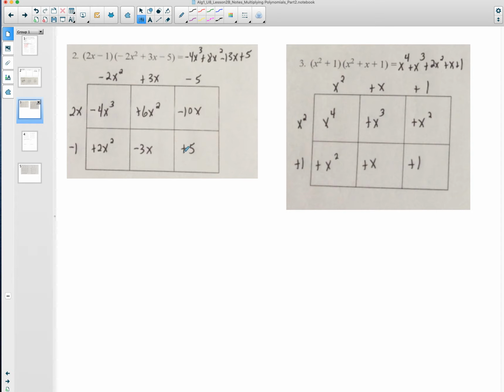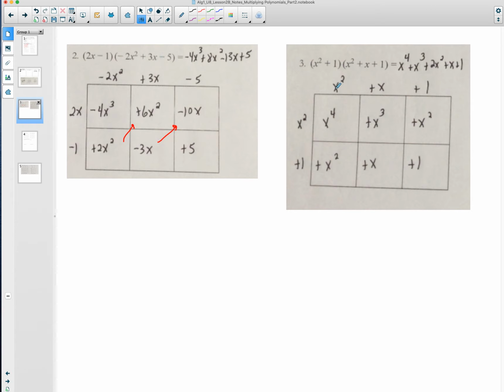And really, most of the time, the two issues are either a sign mistake, so for example, not doing a negative times negative is a positive, or forgetting to write the correct exponent. And then once again, you can see that by doing that, all of our like terms are on the diagonals. So your final answer should be negative 4x cubed plus 8x squared minus 13x plus 5.